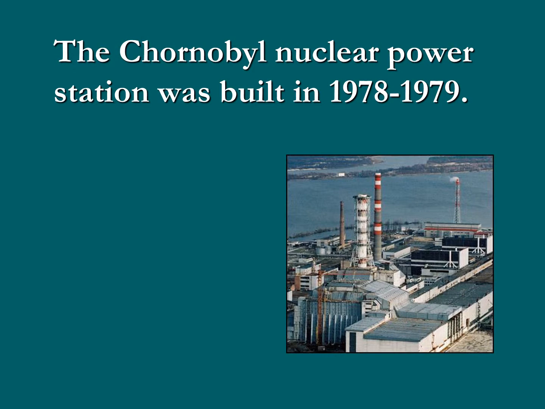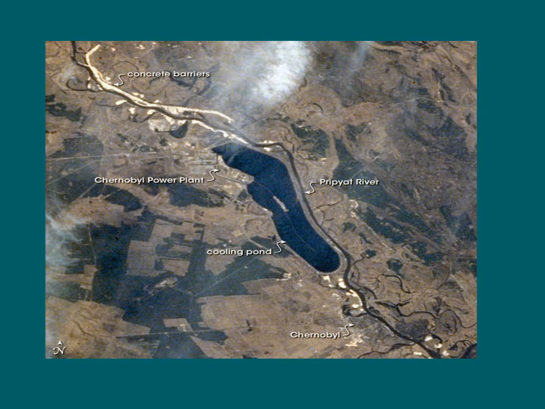Chernobyl nuclear power station was built in 1978 to 1979. This is an image that shows you the nuclear power plant. So this did not happen that long ago, guys. This is another image of the power station from the satellite. We can see the cooling plant. We can see the Pripyat River, the Chernobyl power plant, the concrete barriers.